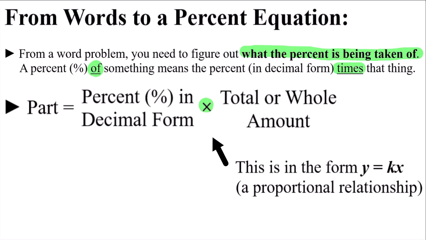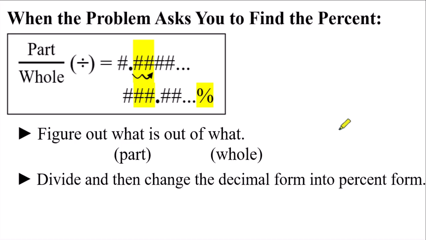Okay, that all being said, let's remind you: what do you do if the problem asks you to find the percent? Well, then it's what we learned on the guided notes called Intro to Percent, finding the percent. You have to figure out what's out of what, who's the part, who's the whole, and then you will divide and change the decimal form into percent form. That's going the other way, moving the decimal point 2 places to the right, to throw it back into percent form, instead of what we were doing earlier at the top of the page, which was going from percent form to decimal form.